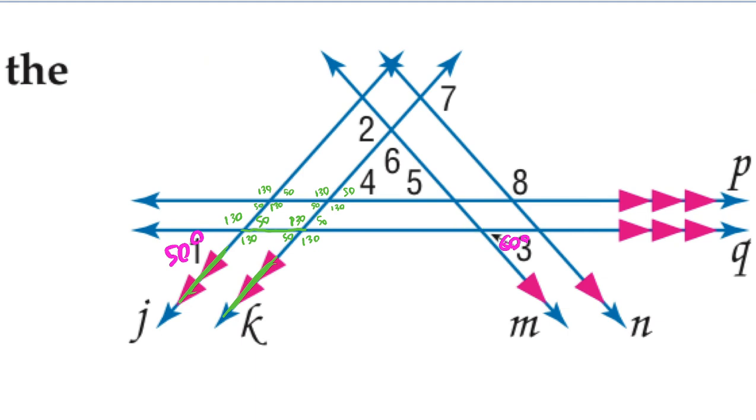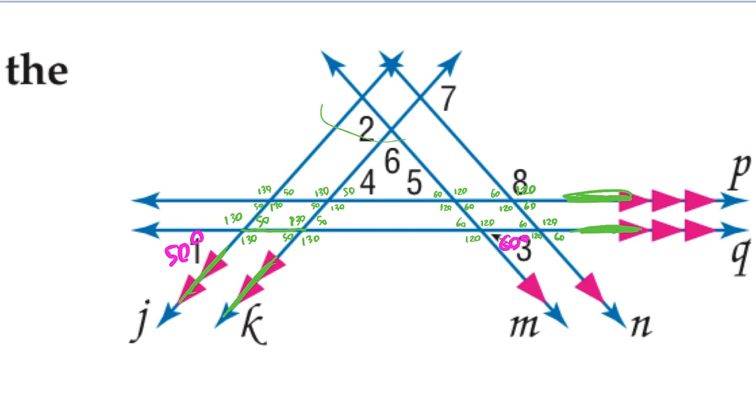Okay, if that's 60, then we have 60, 120, 120. This line is parallel to this line, so along the same transversal, we have the same intersection. So this is 120, 60, 60, 120. These two lines are parallel, so along the same transversal we get 120, 60, 120, 60. Same thing over here, we get 120, 60, 120, 60.